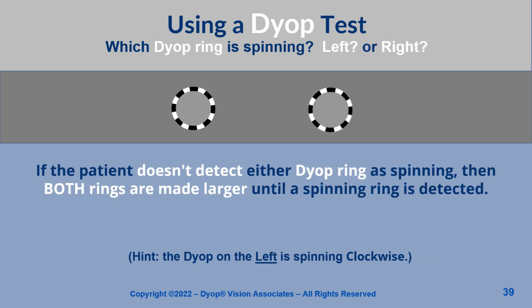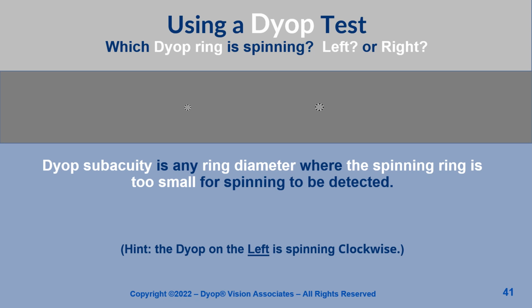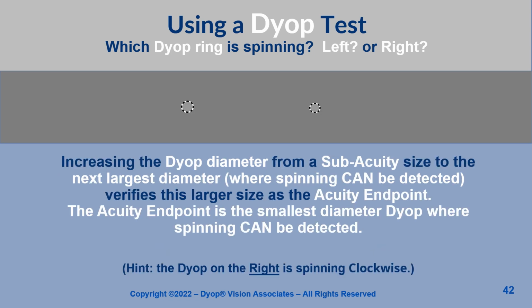If the patient doesn't detect either Dyop ring as spinning, then both rings are made larger until a spinning ring is detected. If either Dyop ring is detected as spinning, then both rings are incrementally made smaller and the spin location or spin direction is randomly switched until spinning by the smaller rings cannot be detected. Dyop subacuity is any ring diameter where the spinning ring is too small for spinning to be detected.